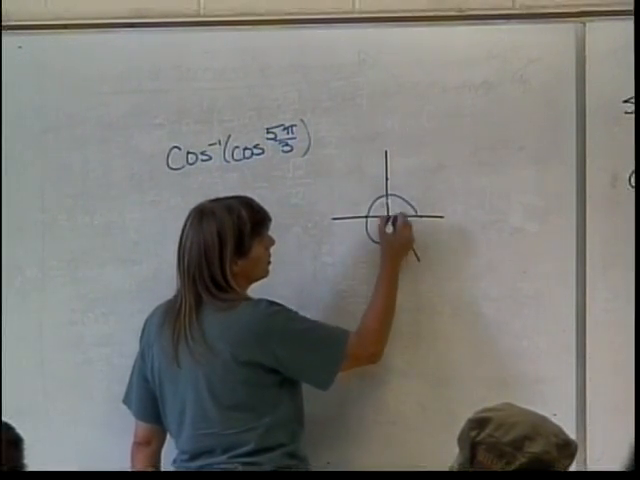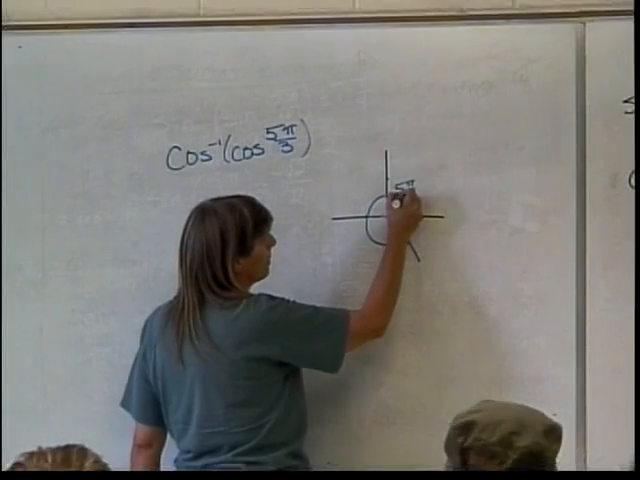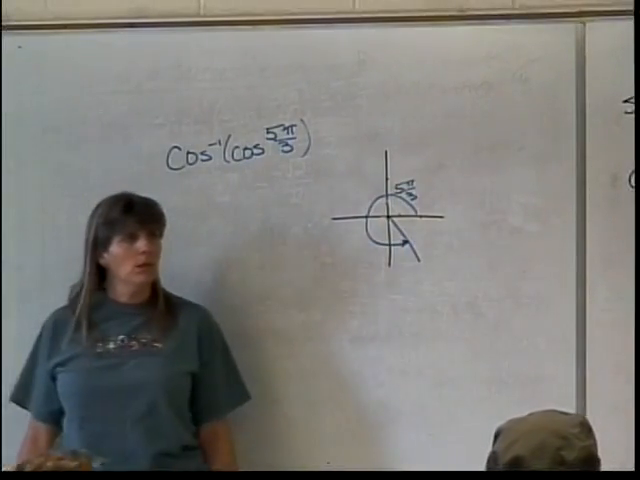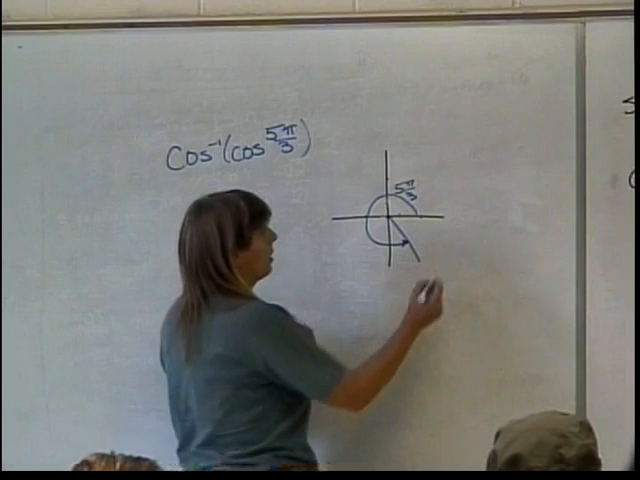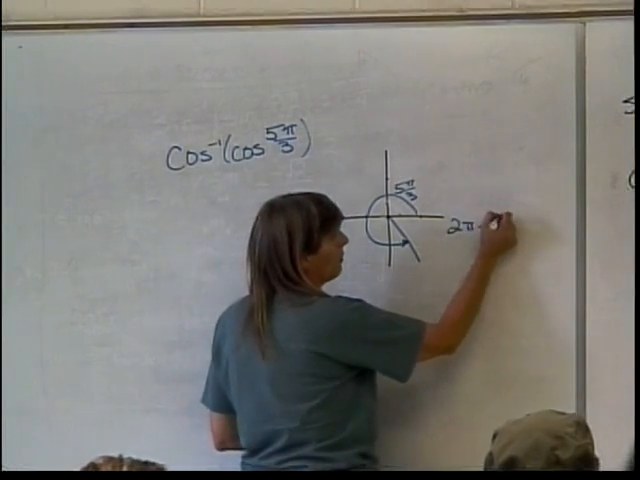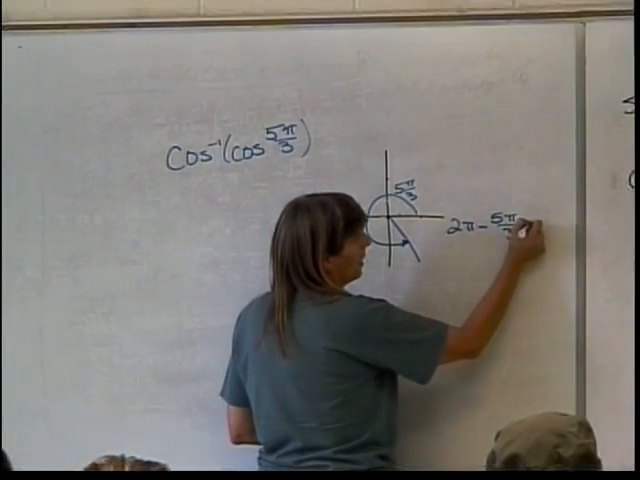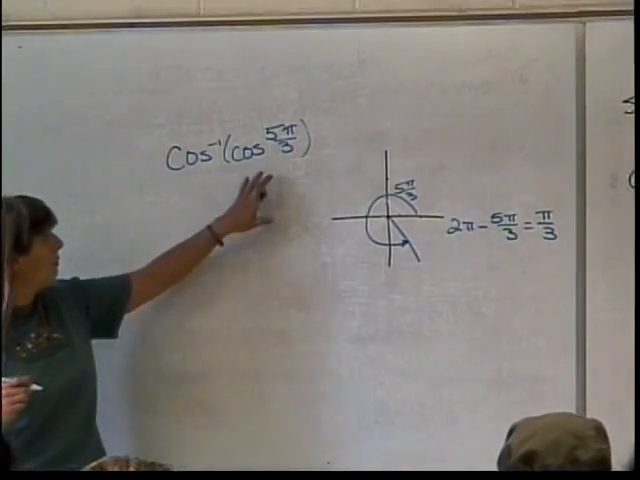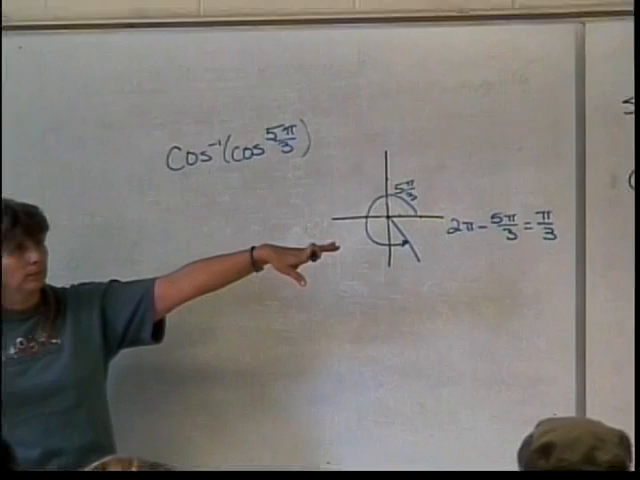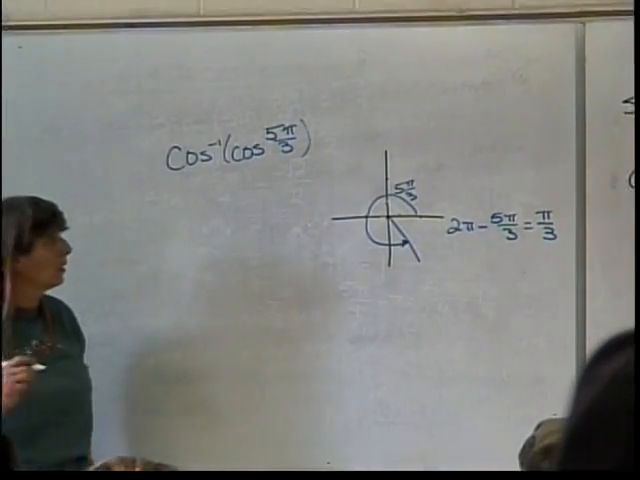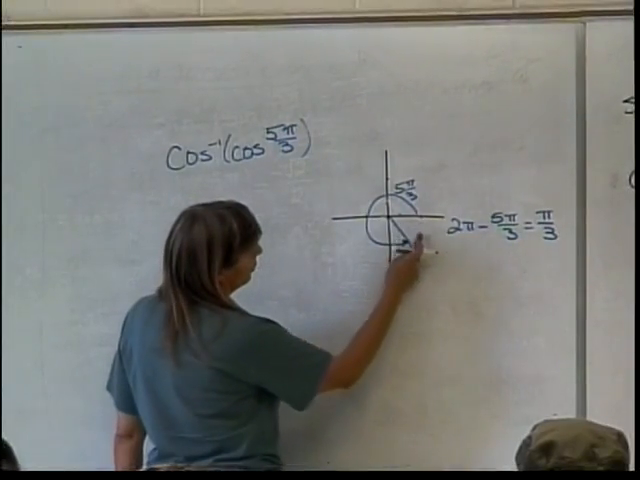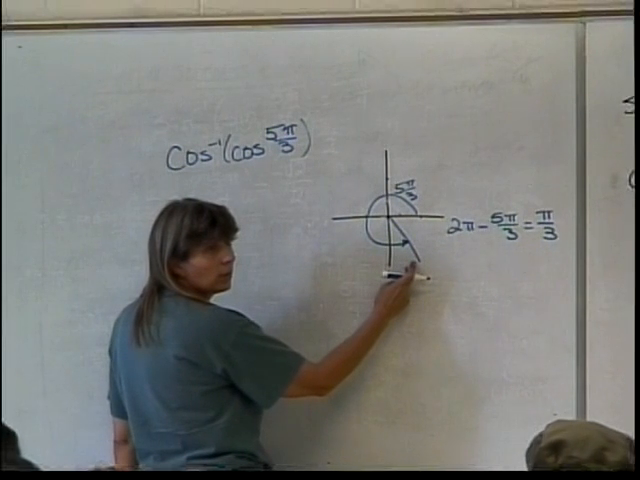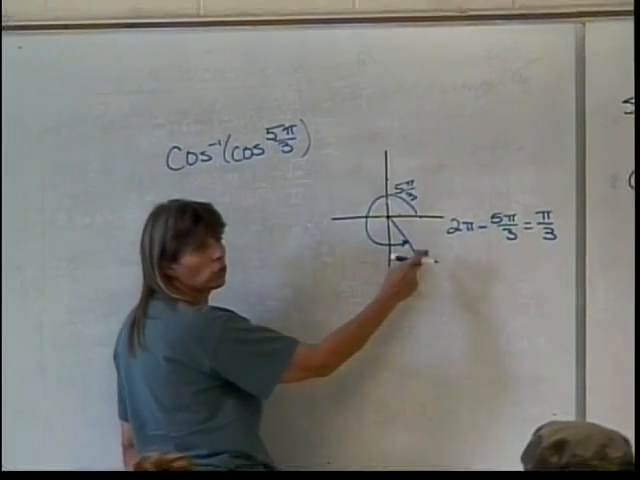Direction. So there's my 5 pi over 3. What's my reference angle? Pi over 3 is gotten by doing 2 pi minus 5 pi over 3. That gives me pi over 3. What is my cosine of pi over 3? Well, how far out x-wise do I go? I don't have a circle on here.